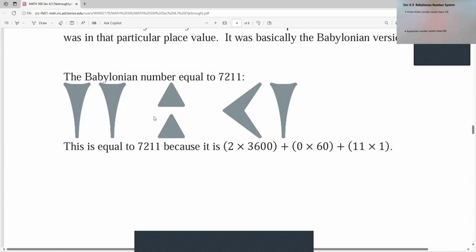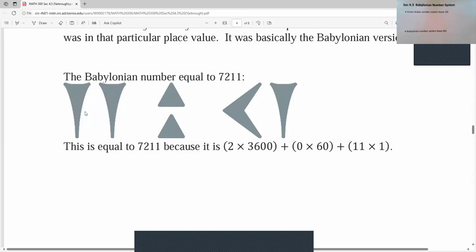Then they see the space again, and now we're moving on to the next place value. This is the 60 squared place. 60 to the second power is 3,600. This is saying I have 2 sets of 3,600. So 2 sets of 60 squared plus 0 sets of 60 to the first power plus 11 sets of 60 to the 0 power. Remember, this is 60 to the 0. This is 60 to the first. This is 60 to the second power.